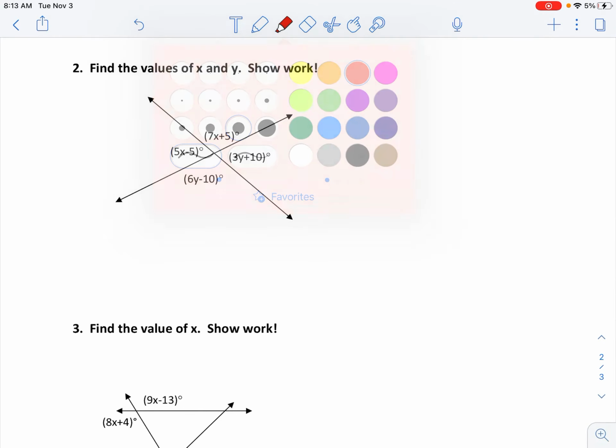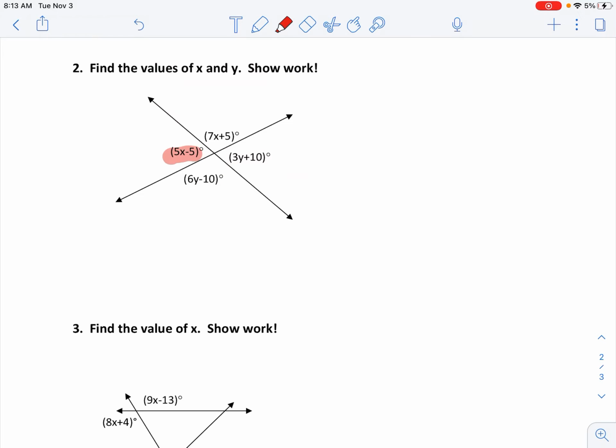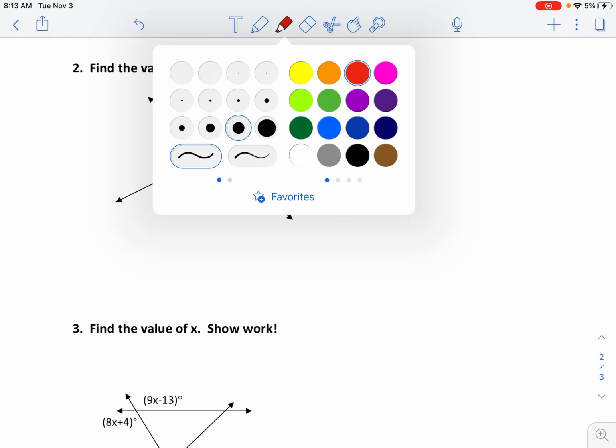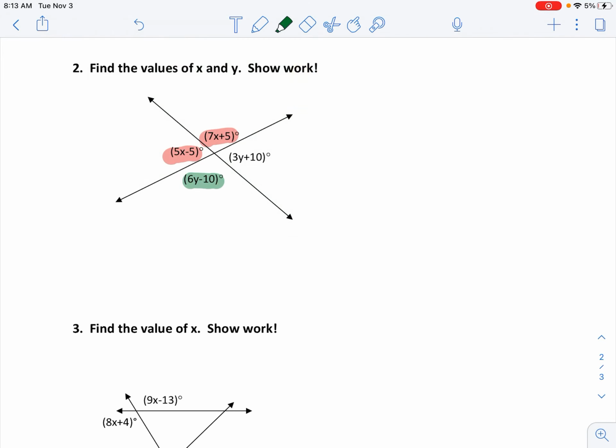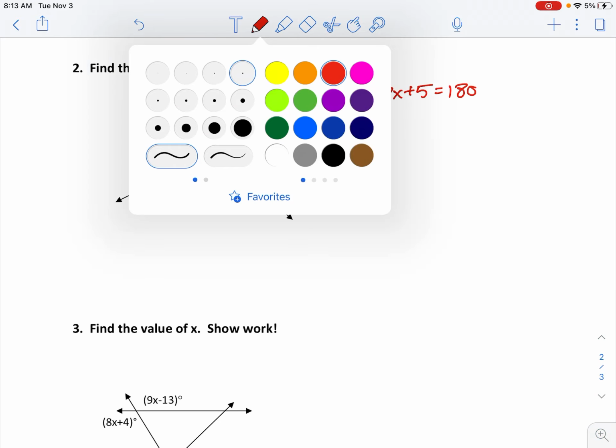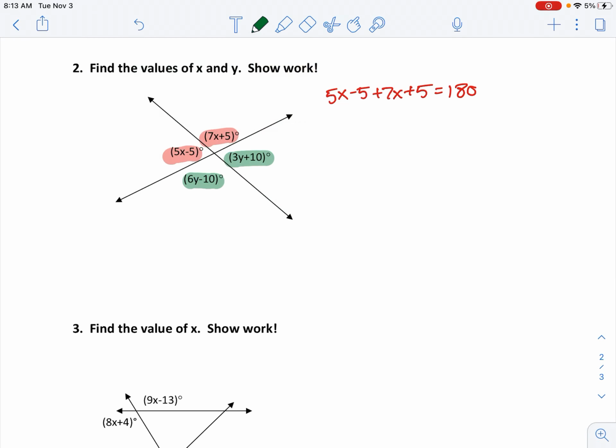You'll notice with these, and I can get a different color here, the x's are like this, the y's are like this, and so when we're dealing with these variables, they are in a linear pair relationship. So for red here, I'm going to do 5x minus 5 plus 7x plus 5. If I add the two x angles together, they will equal 180 degrees. Same thing with the green angles.